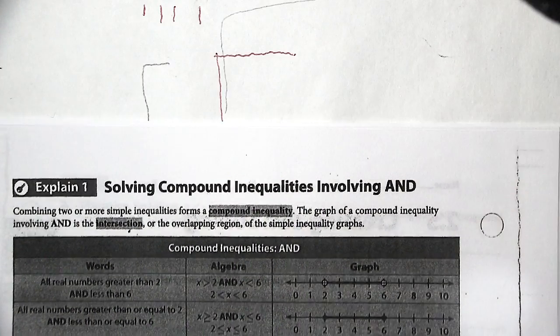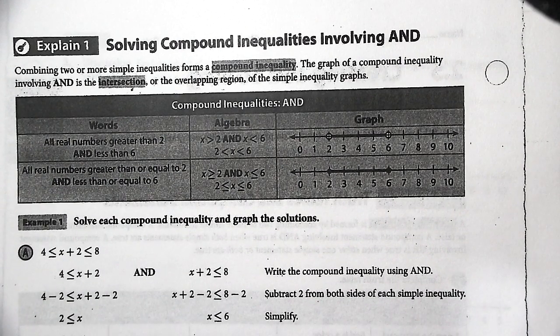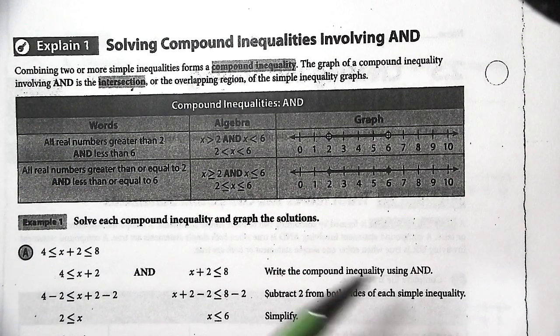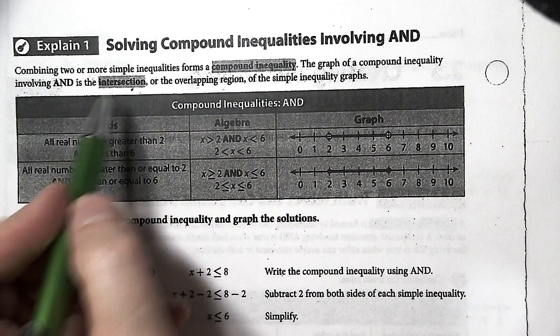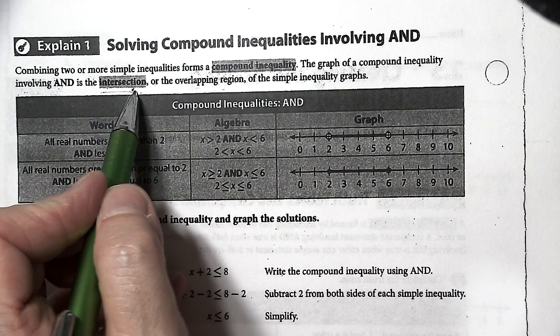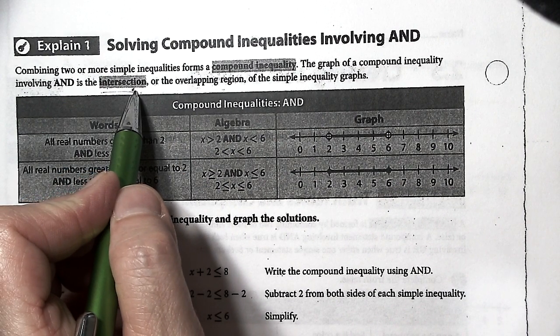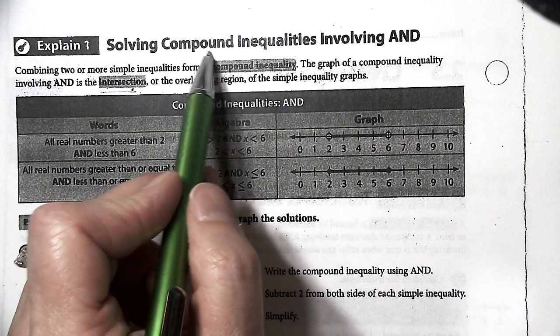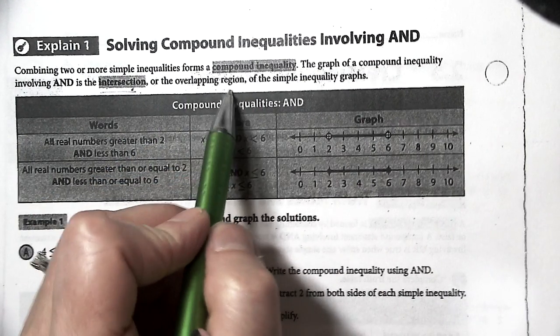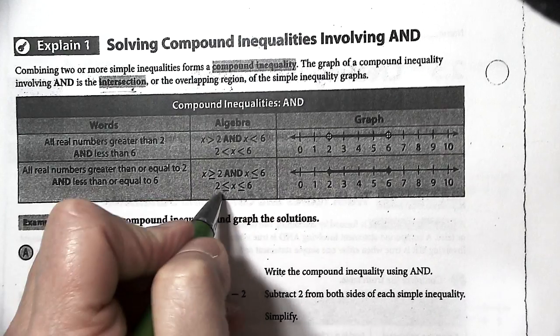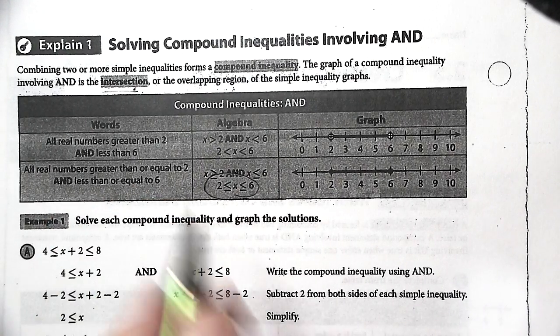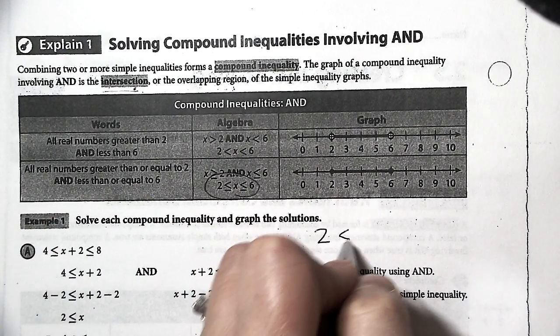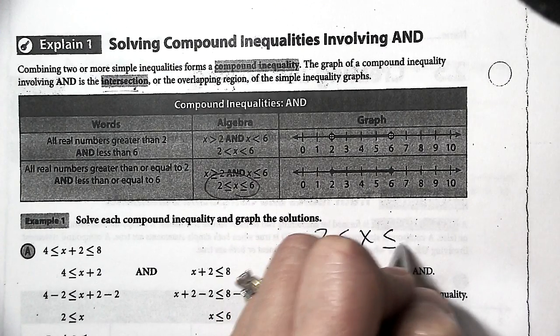So the first type of compound inequality that we're going to talk about involves an and statement. An and statement is the intersection of two inequalities. That's what makes it a compound inequality. It's the overlapping region. So I want to talk a little bit about this compound inequality right here: 2 is less than or equal to x, which is less than or equal to 6.